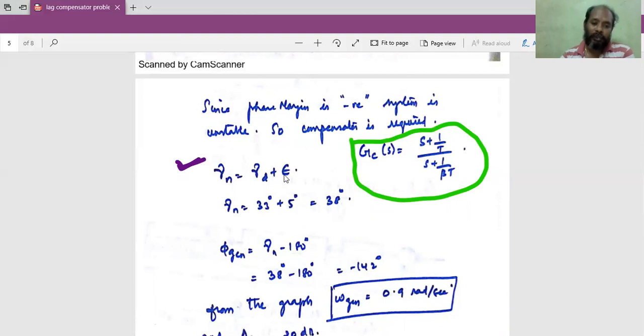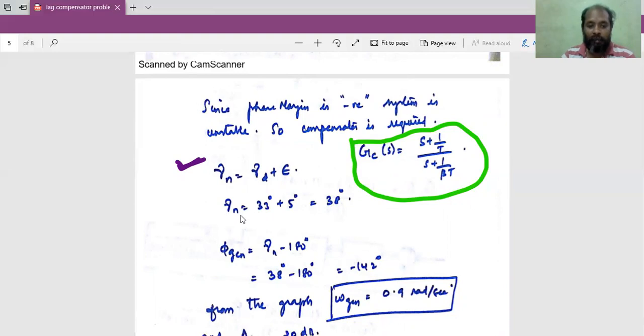It is gamma D plus epsilon. The gamma D is nothing but the desired phase margin which you have calculated, that is 33 degrees, and epsilon is normally chosen as 5 degrees initially. Once the condition is checked and the specification is still not reached, then you add another 5 degrees here so that you make it 10 and follow the same procedure and check whether your specifications are met. So we start with the initial value of 5 degrees first. So now your new phase margin is 38 degrees.